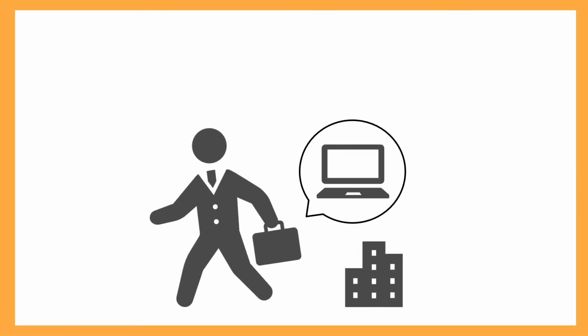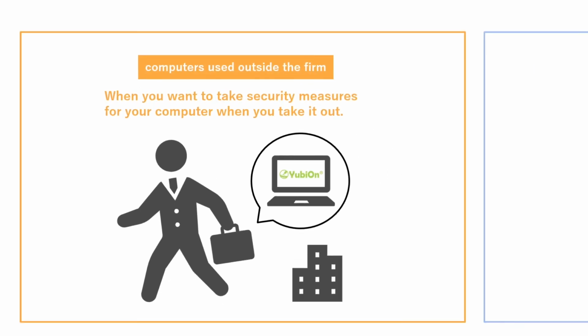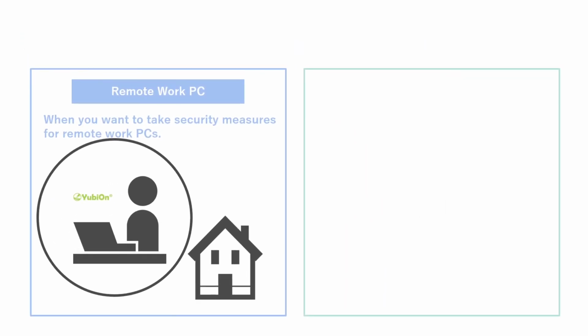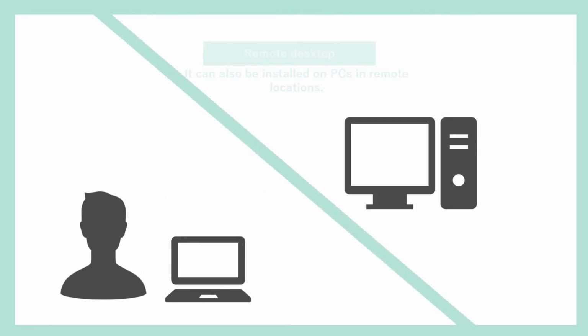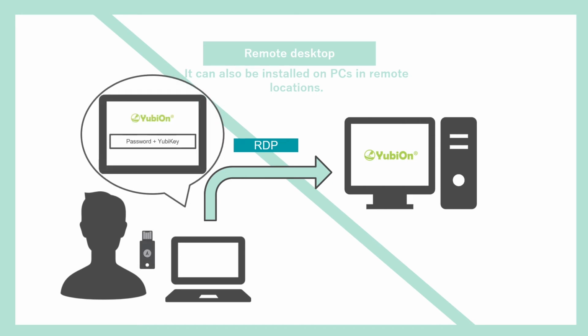For example, YubiOn can be used in such scenes. When you want to take security measures for a takeout computer that has a risk of being lost on the go, such as during business meetings or business trips. When you want to easily take security measures for the computer used for remote work. In addition, you can enforce YubiKey's two-factor authentication in the window after access when accessing a computer located in a remote location with remote desktop.